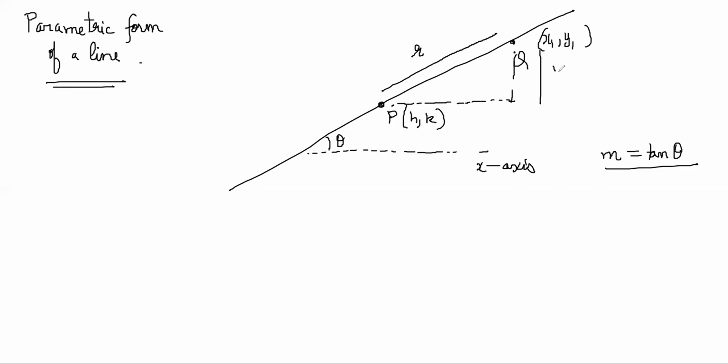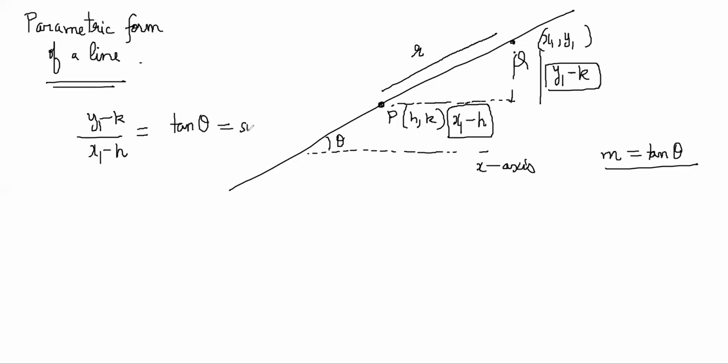So this must be y1 minus k, and this must be x1 minus h. And you obviously have that (y1 minus k) by (x1 minus h) is equal to tan theta. This is sine theta by cos theta, right? Correct. So you have (y1 minus k) by sine theta is equal to (x1 minus h) by cos theta.